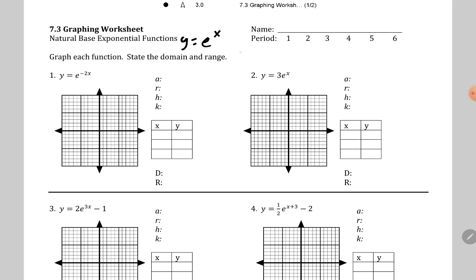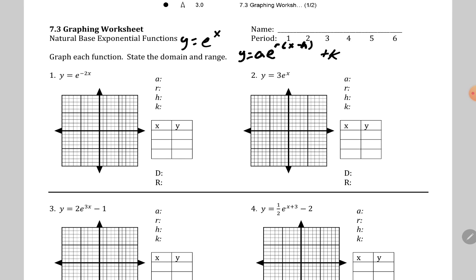And the general function is y equals a times e to the r times the quantity x minus h, and then plus k. So the a value stretches or shrinks. The r value, we'll get back to the r, but the h value shifts it left to right, and the k value shifts it up and down.